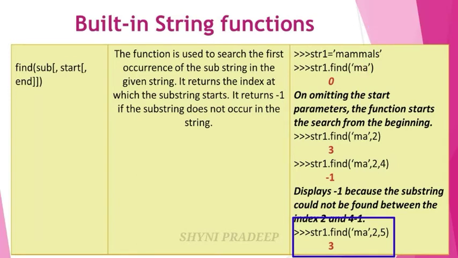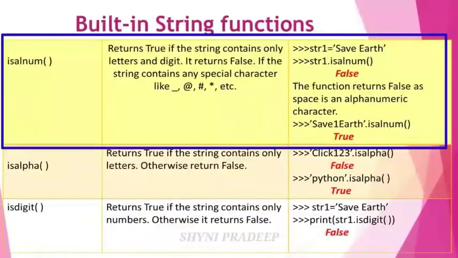Okay, see next is isalnum, which means alphanumeric. It returns true if the string contains only letters and digits, and it returns false if the string contains any special characters like underscore, hash, multiplication symbol, etc. Okay, if a string has digits and letters, it returns true, but if it has any special characters, it returns false. Okay, let's see the example.